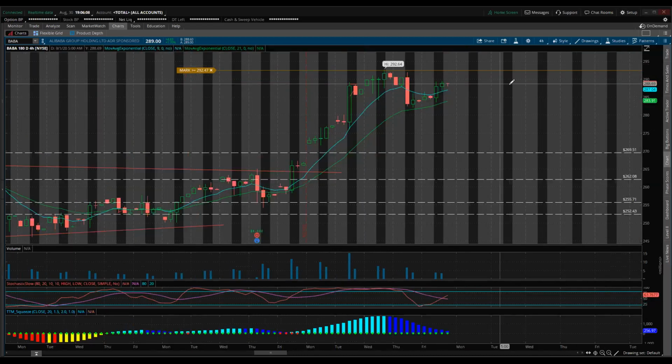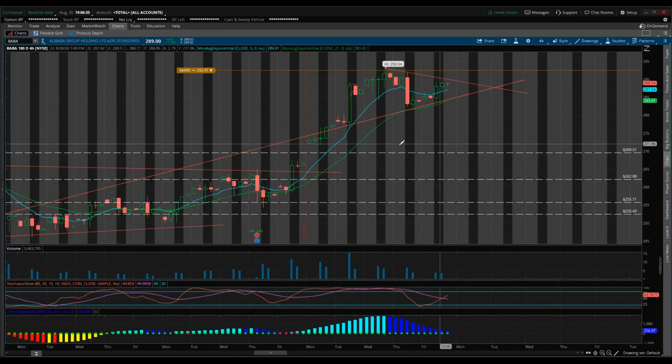Personally, if I were to trade Baba, I would need it to be above the all-time high, because that's how I trade. I trade the breakouts. I like to be above the last high with good volume. But you could also draw a triangle on that too. Yeah, right there, there's a triangle forming. You could draw that if you wanted to.